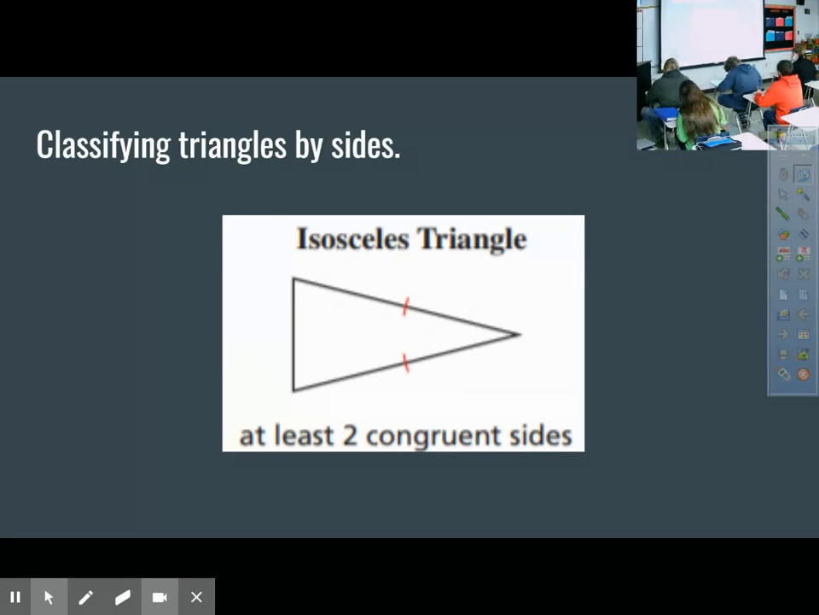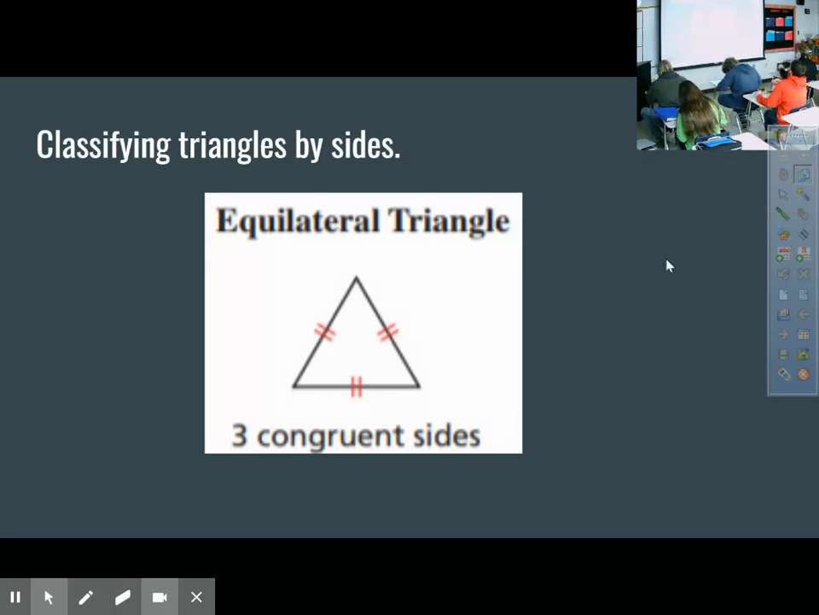Alright, the next type of triangle is equilateral. Equilateral means equal sides. Equilateral triangles have three congruent sides. Okay, so write that definition down over there under equilateral. Three congruent sides. So equilateral has three congruent sides. So scalene has 0. Isosceles has 2 or more. Equilateral has 3.